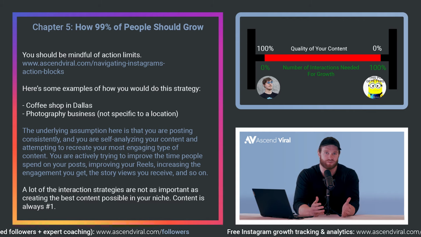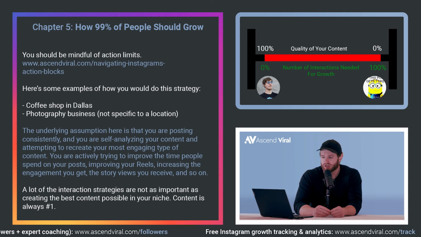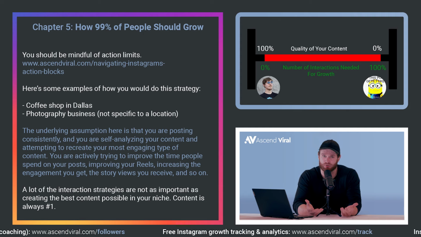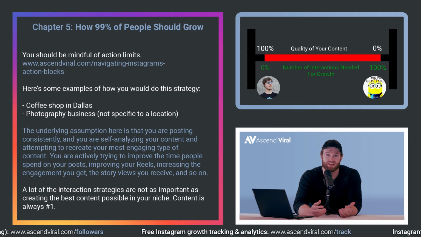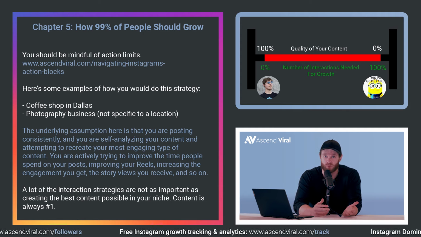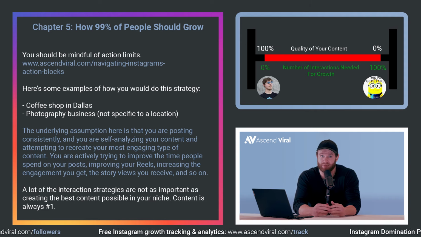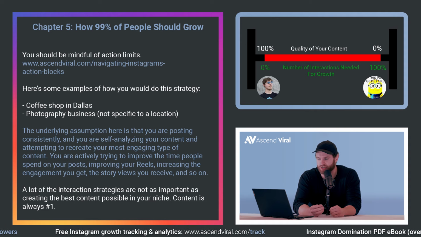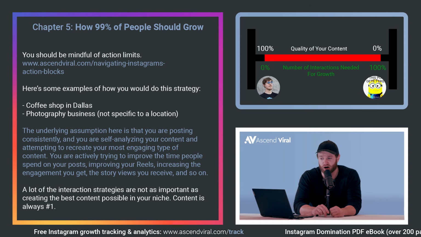So here's some examples of how you would go about this strategy. If you run a coffee shop in Dallas, an inspiration account would be one of the top baristas in the world. A peer account would be a different coffee shop in Dallas, or maybe Austin, or maybe just one of your neighboring businesses. And then based on how specific you get, you can choose to run follow and follow on different coffee shops in Dallas or those neighboring businesses.